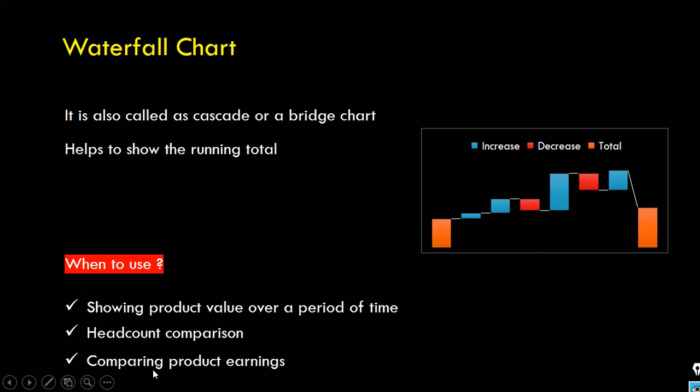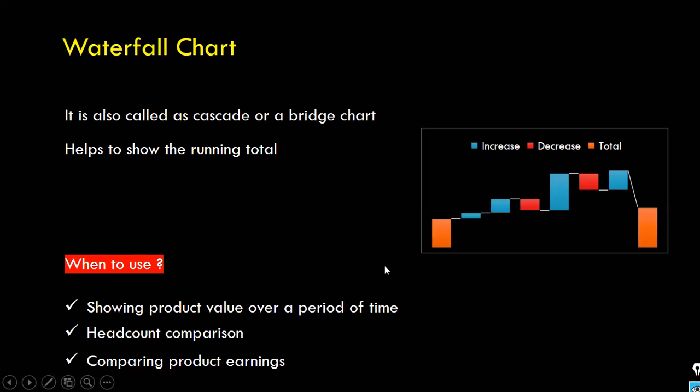And so what kind of situation can we use it in? It is also called a cascade chart, or bridge chart. It is also called with these names. It helps us to understand the running total and show product value over a period of time. This is very helpful in that kind of situation, the waterfall chart.